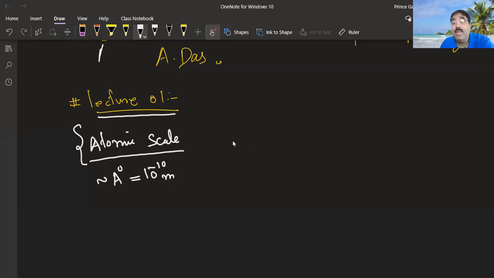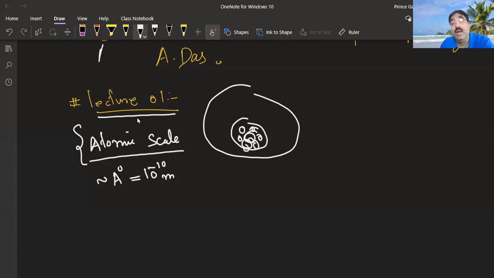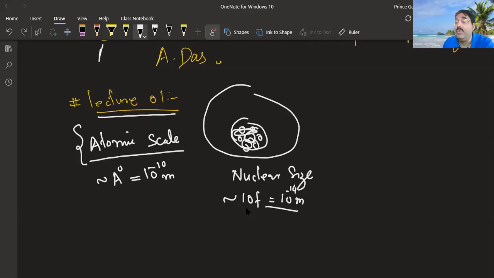Then we have this nucleus, which is at the heart of the atom, at the center of the atom. And the electrons, that's our picture, we have nucleus at the center, Rutherford picture, and the electrons are going around it. And this nucleus, the nuclear size, experimentally found is in femtometers, typically say around 10 Fermi, which will be around 10 to the power minus 14 meters. That is the nuclear scale.